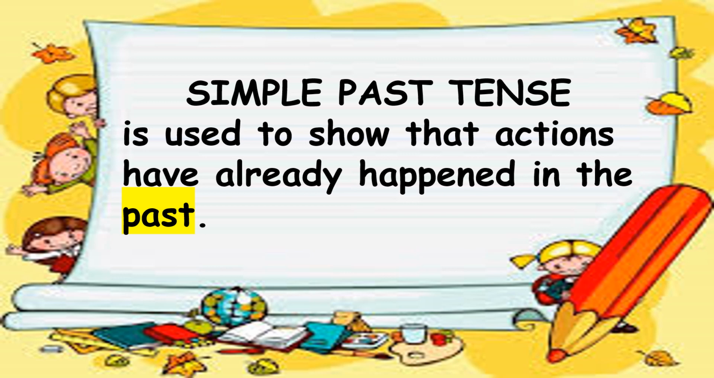When do we use the simple past tense of the verb? We use the simple past tense to show that actions have already happened in the past, meaning activities, adventures, experiences that started and ended sometime in the past, meaning it is over. In short, simple past tense is used in telling stories.